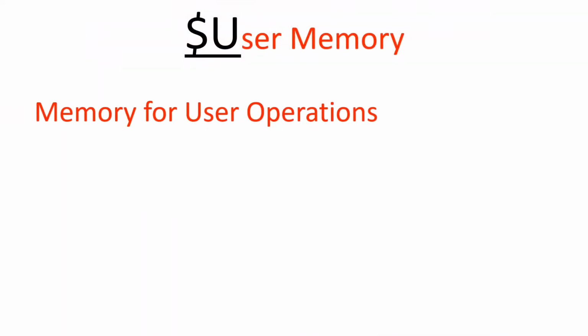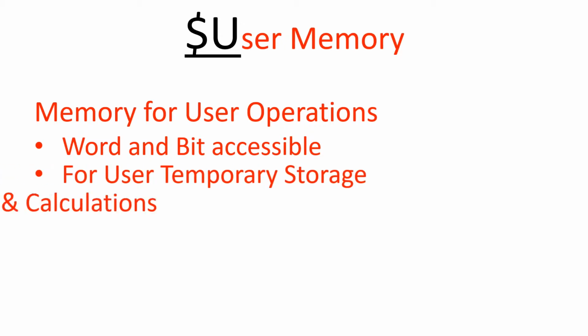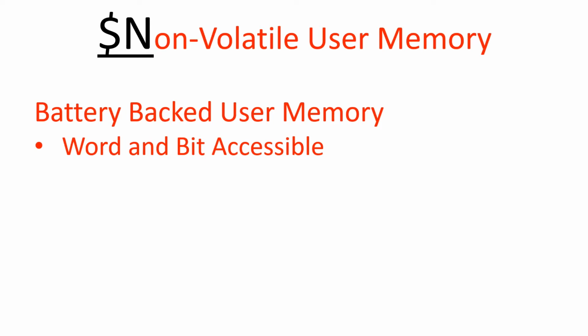The user memory for user operation is accessible in Word or bit data. It can be used for temporary storage during scripting and calculations. Battery-backed user memory is also accessible in Word or bit format and used in operations as the user memory is, in addition to non-volatile storage like alarms and data logging.